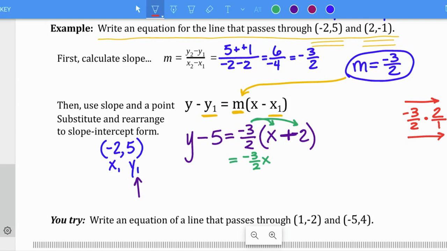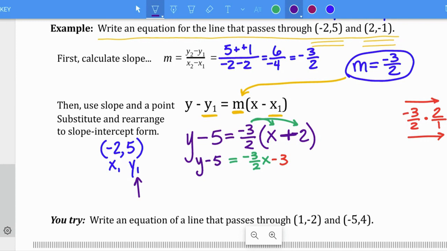We get -6/2, which simplifies to -3. So there I can put my -3 right there. And we still had a y -5 on this side of the equation. So all I did there was distribute the slope across the parentheses. And again, I'm trying to get y alone.